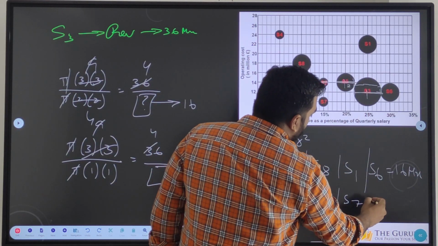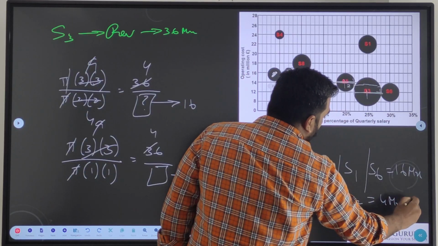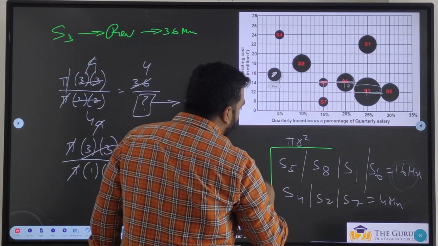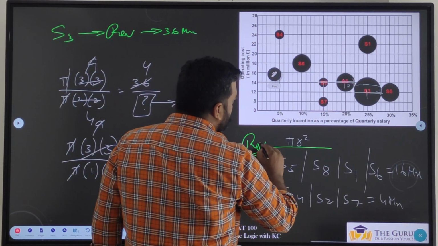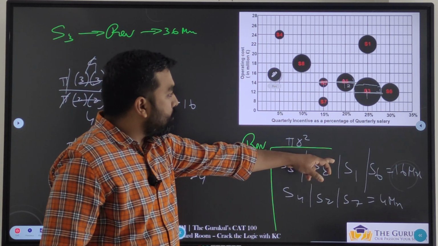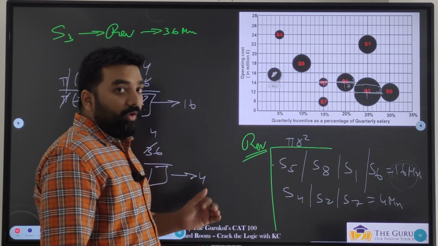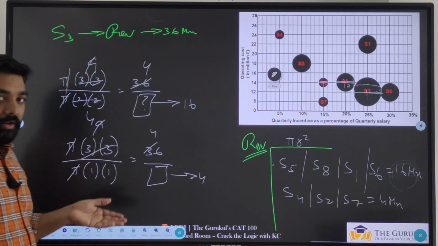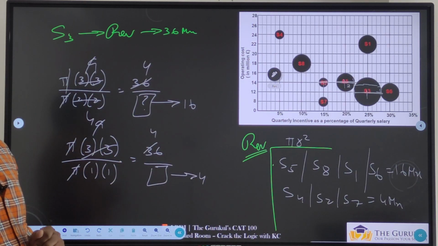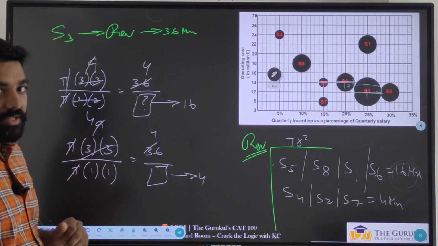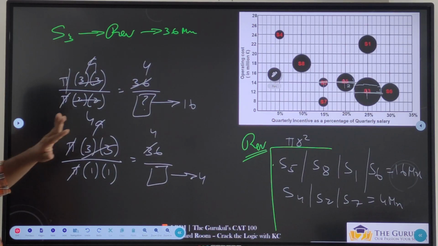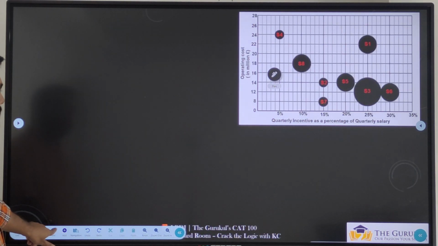For these 3 values, this is equal to 4 million rupees. That is the revenue. All these are revenues. Which means S5, S8, S1, S6 and S3 will get 0.2 of the revenue as the bonus. S4, S2, S7 will get 1 million rupees as the bonus because they are not crossing the turnover of 10 million rupees. This is the basic information we can get from this.